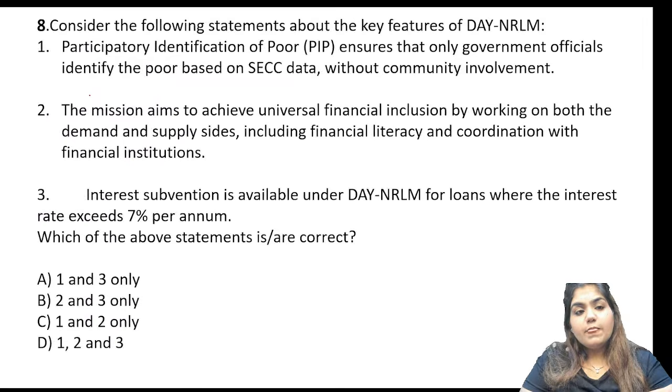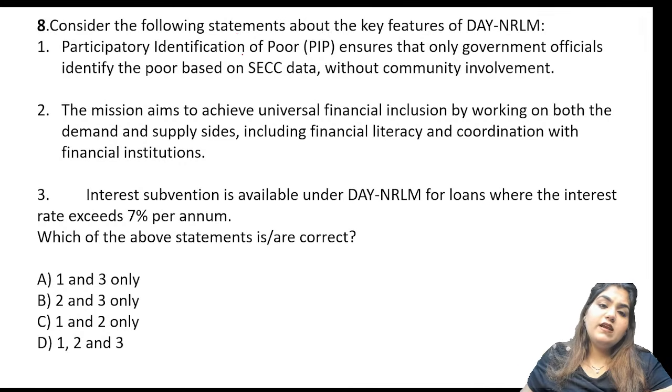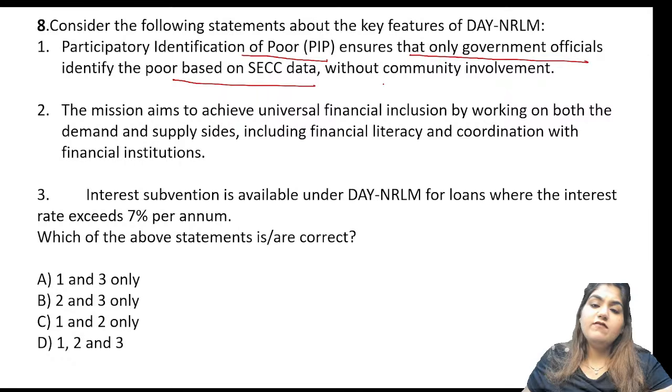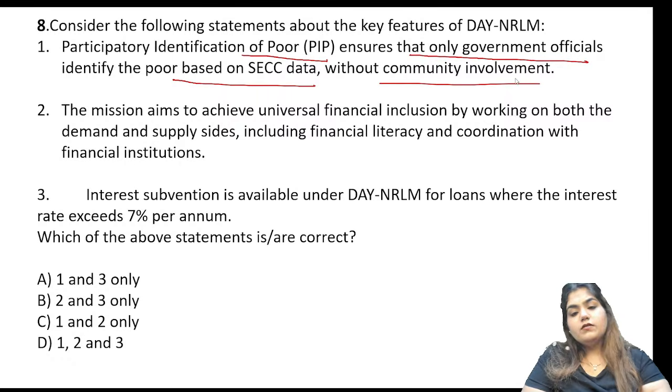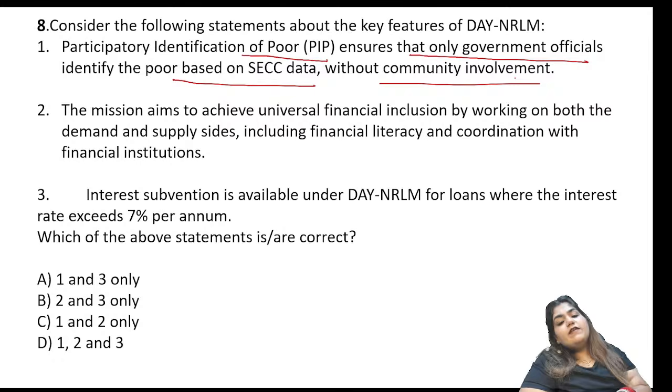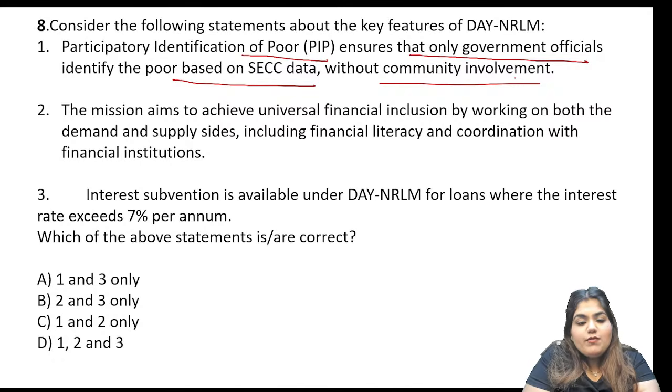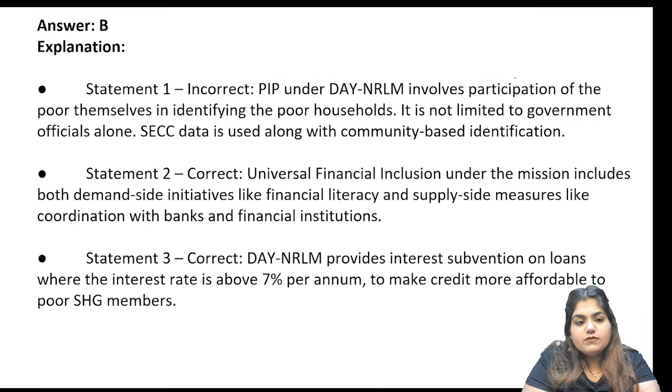Next, consider the following statements regarding DAY-NRLM. Statement number 1 is incorrect. Participant identified as poor ensures that only government officials identify the poor based on the SECC data without community involvement. It is a community based identification. ऐसे थोड़ी ना हो जाएगा कि आप poor किसी को भी define कर दोगे. Others are correct. That will give us B as the correct answer.